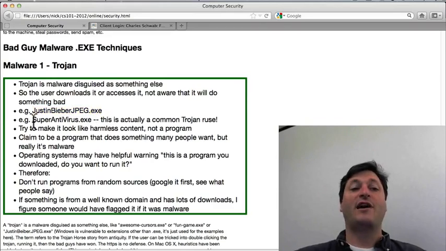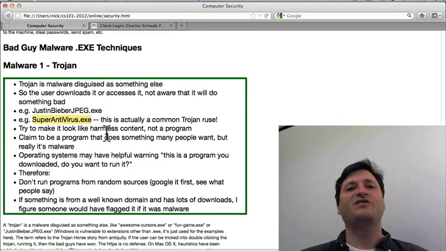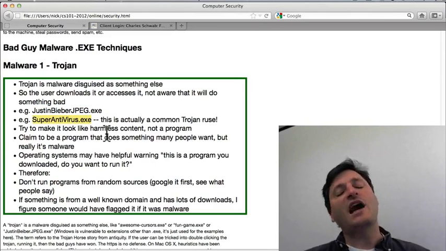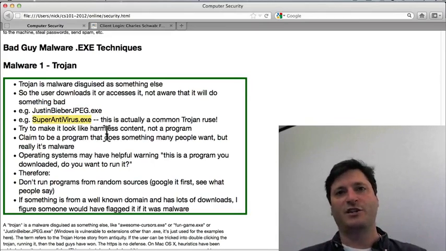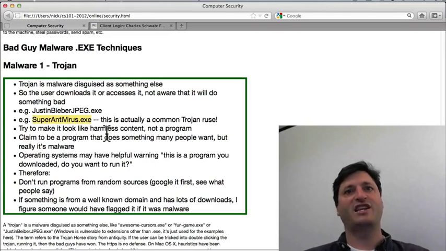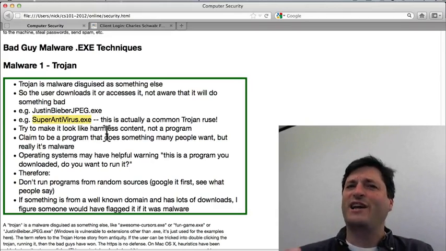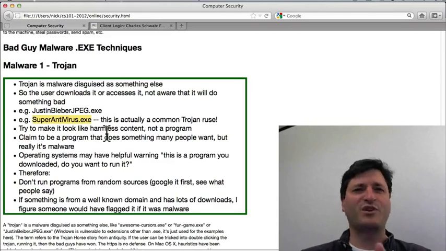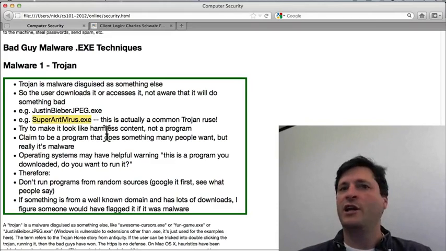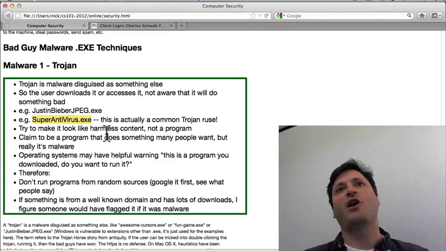Actually, ironically, a common way to do a Trojan is to claim to be antivirus software. They could advertise it, saying, oh, here's this awesome antivirus program, free for this week, and it might actually look like antivirus. It might put up a fake screen where it pretends to be scanning, but really it's just a Trojan and it's doing something awful to your computer.